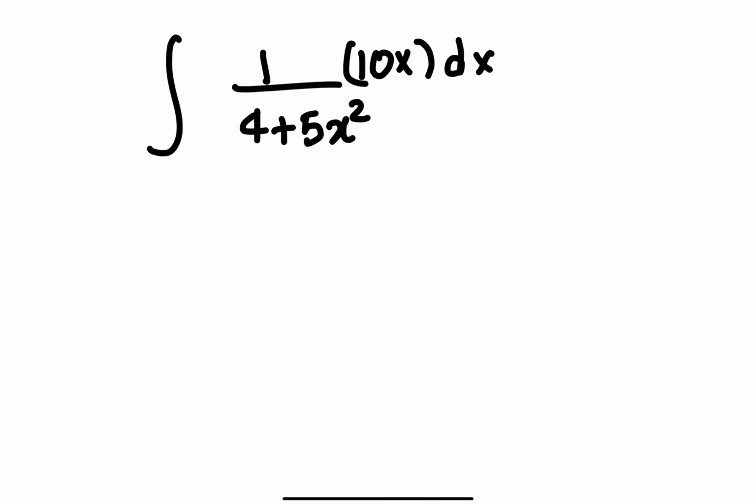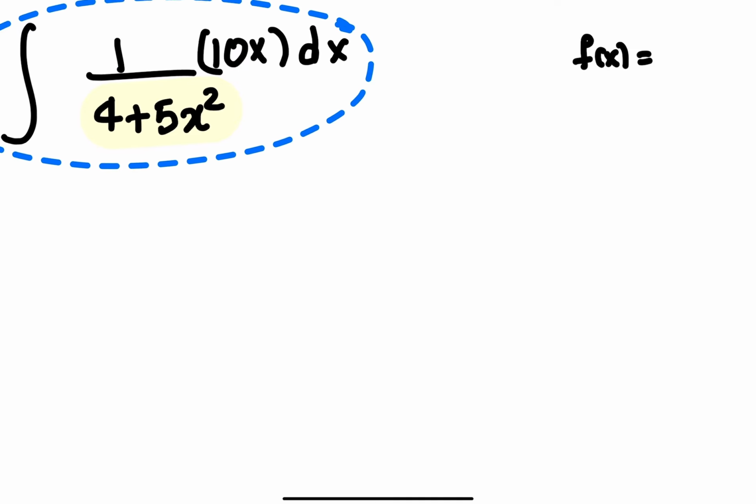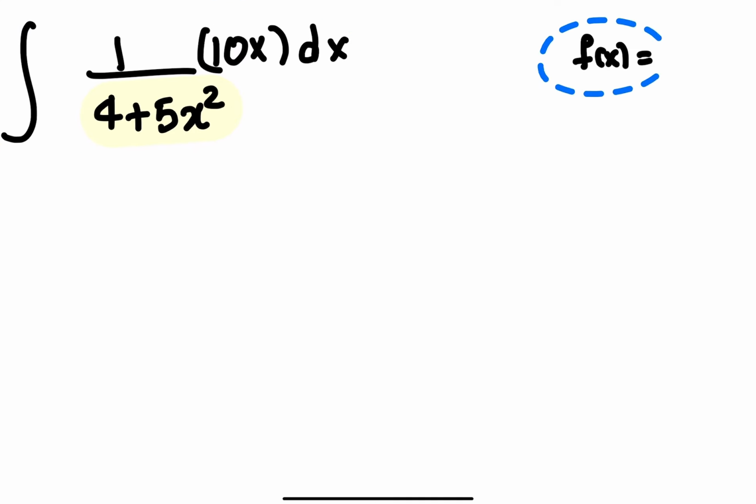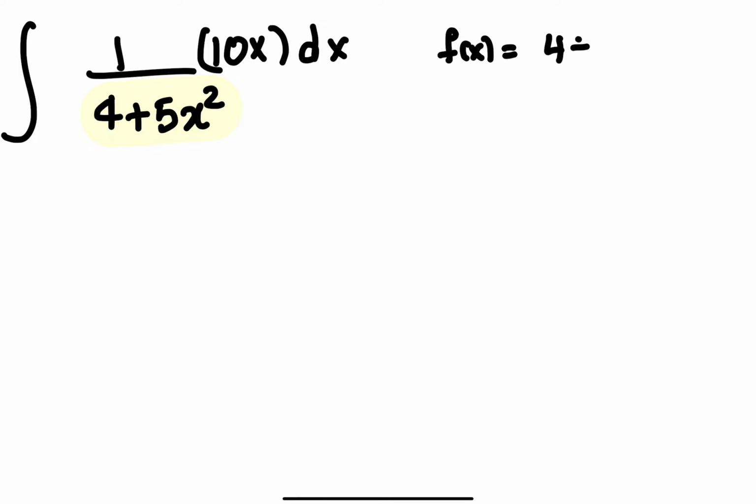Again, first step is I will see a function. Yes, I have a function, so I'm going to go ahead and write that down. I have my f of x is equal to, let me move all of this to this side so I have space. f of x is equal to 4 plus 5x squared. Now what is the derivative? The derivative is 10x.